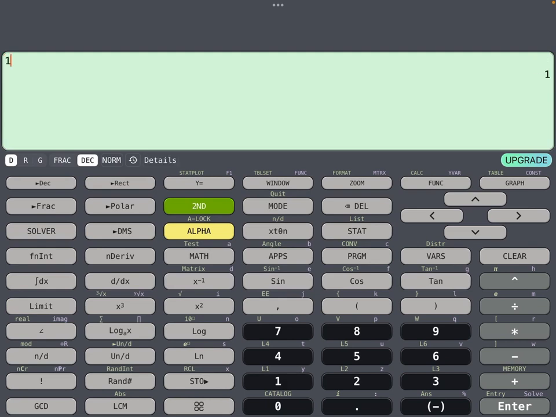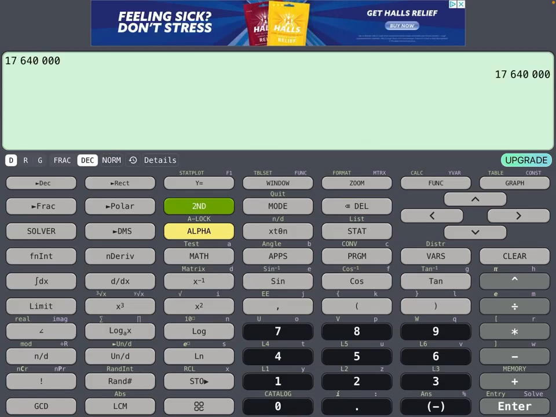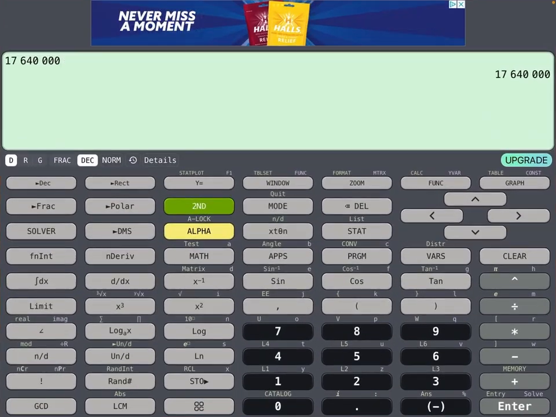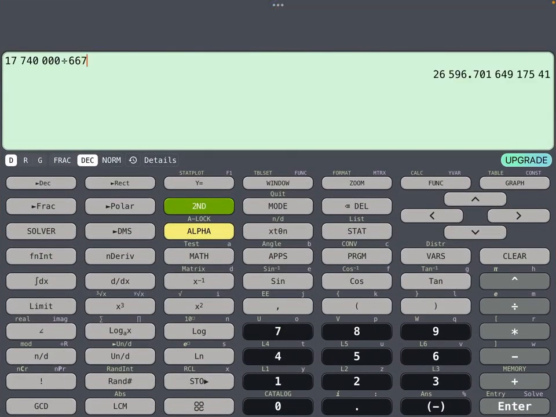So 17,740,000. I think that was my first number. Let me double check because I already forgot. 740,000, sorry. Boom, it's this way. And let's clear that. 17,740,000, okay. Divided by 66 million, and I think it was 730,000. Let me double check. Yeah, 730,000. Okay, hit enter.